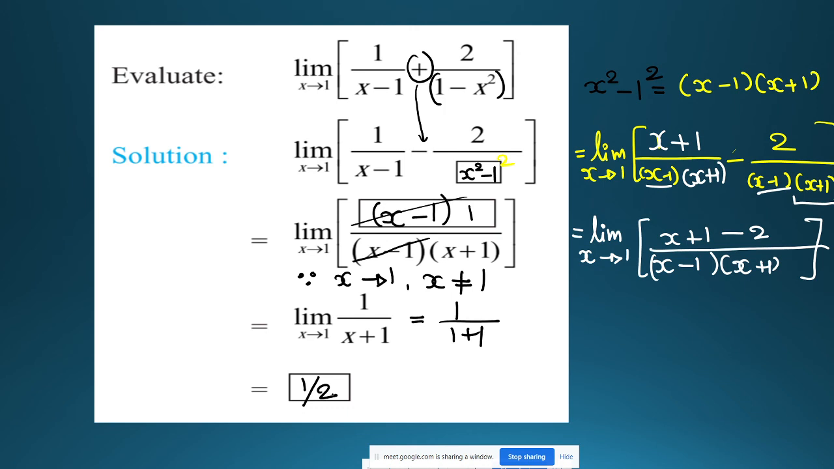Just read this solution once. If you have any doubt or difficulty, please ask. Is this solution okay? Please read it once. How are all the steps happening? Is it fine? Did everyone understand the solution? Okay.